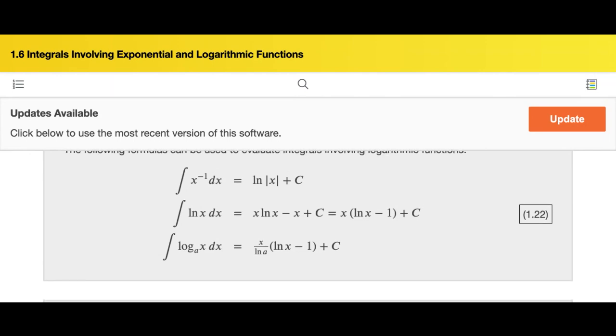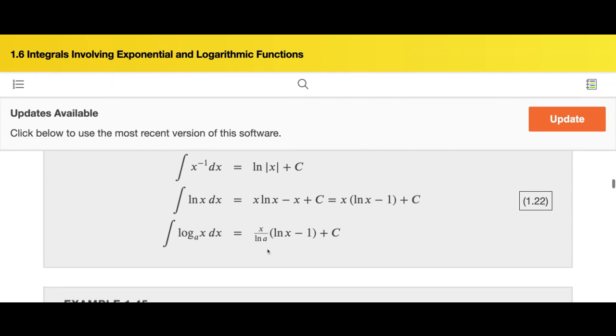I'm not expecting you to remember the second and third ones, but at least remember the first one. If we anti-differentiate 1 over x, that's ln absolute value of x plus c. That's why I want you to remember the first one. The second and third, if you can remember them, perfect. If not, that's okay.